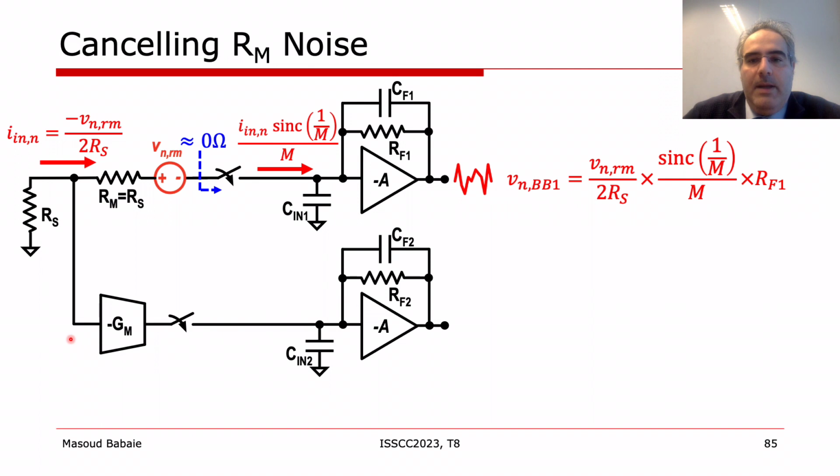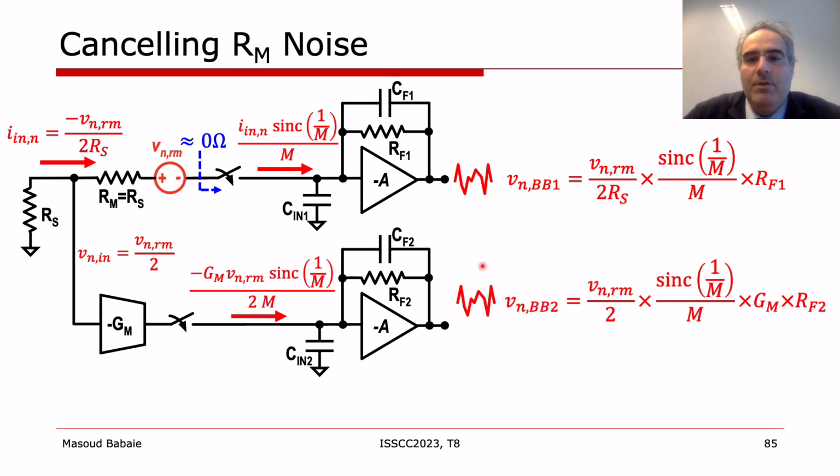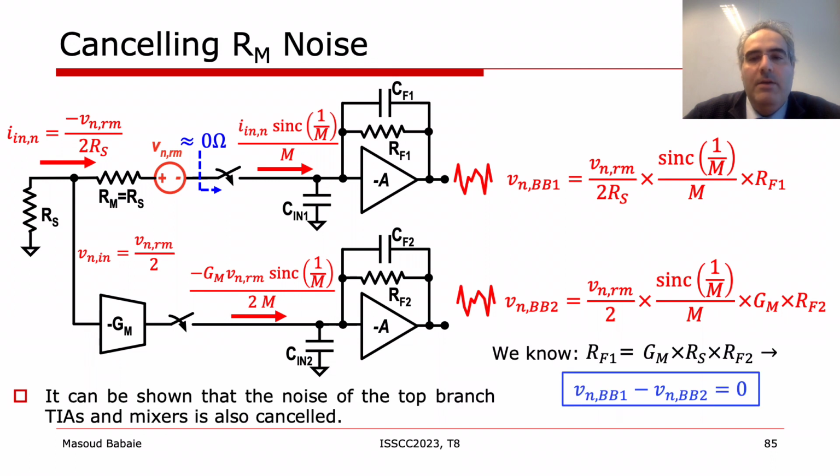For the auxiliary path, the input voltage is VNRM over 2, which eventually generates a baseband voltage at the output of the auxiliary receiver estimated by this equation over here. As we calculated in the previous slide, since RF is equal to the product of GM, RS, and RF2, RM noise appears in the common mode voltage at the outputs of the main and auxiliary receivers, and therefore can be cancelled entirely. Interestingly, it can be shown that the noise of the mixers and baseband amplifiers of the main receiver is also cancelled in this scheme.